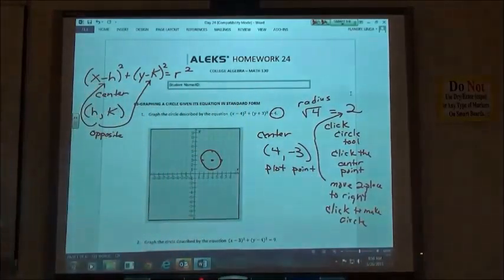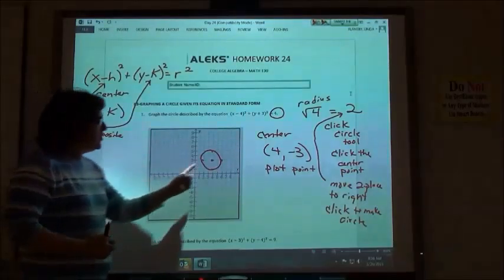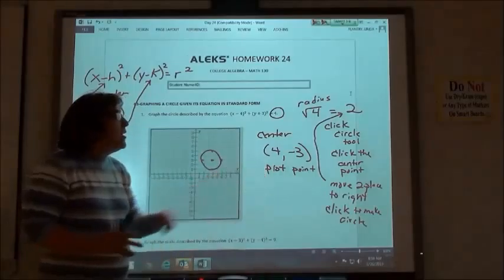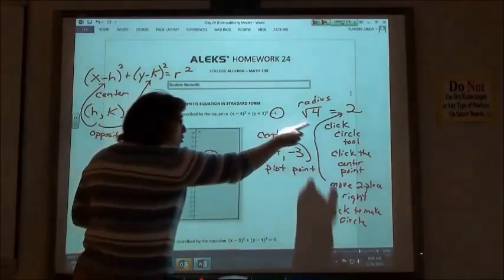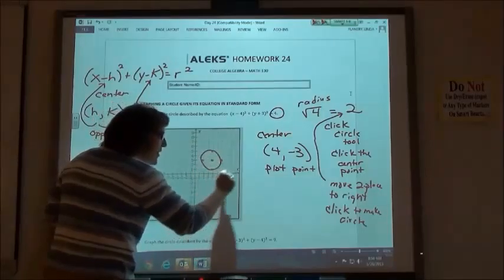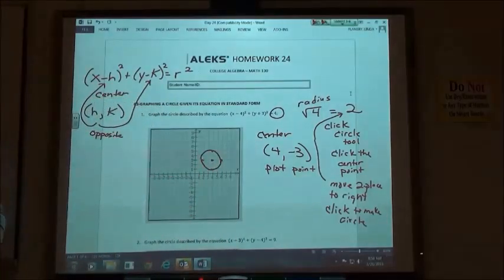When you get there, you'll first of all mark where that center is. You can use the plot point tool if you want to. Then you're going to take your circle tool, click in the middle, move over 2 and click, and that'll make the circle around that point.